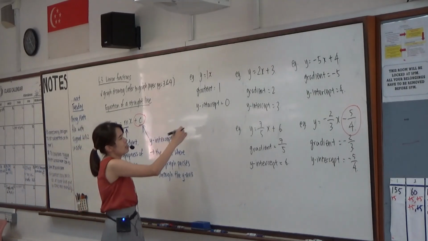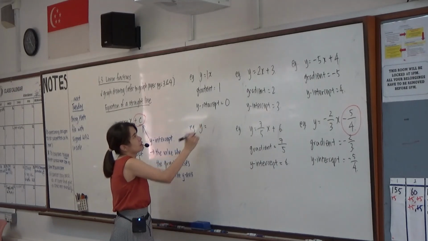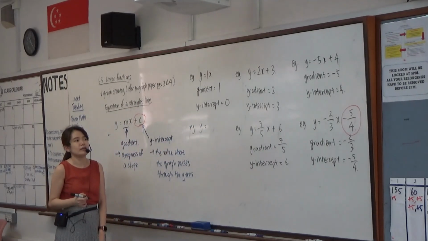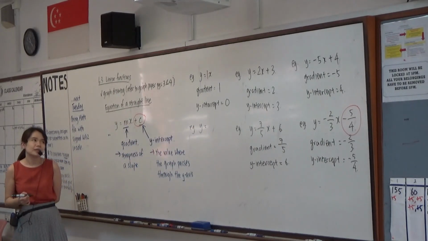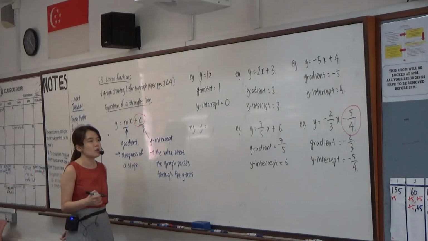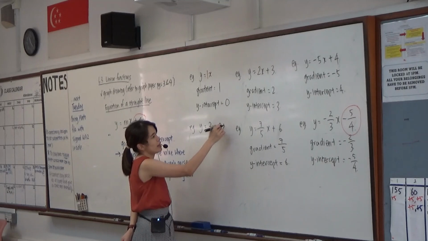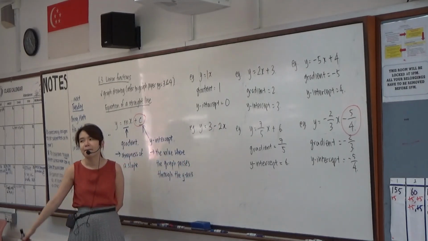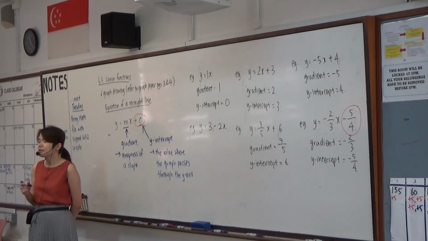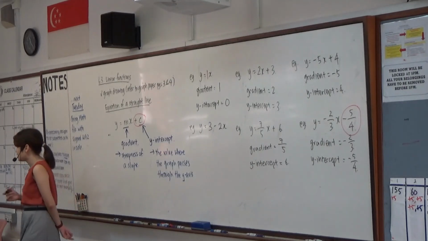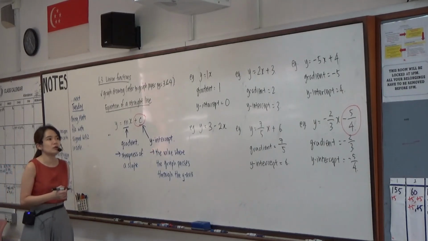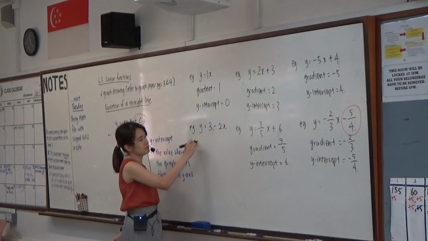Then, sorry, maybe before this is the last one. Another one now. What if I give you y equals to 3 minus 2x? What will the gradient and the y-intercept actually be?